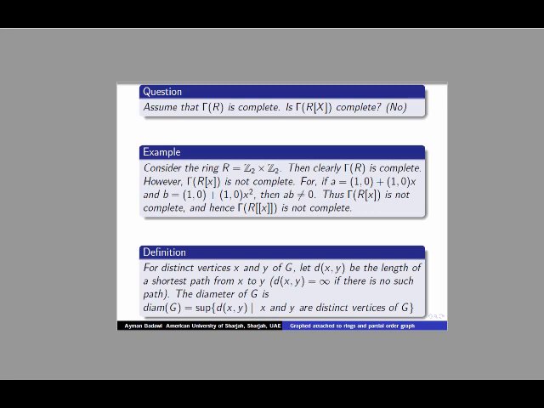If you can look at this, but the answer is no. Okay? Now, let me remind you what we mean with the diameter of the graph.